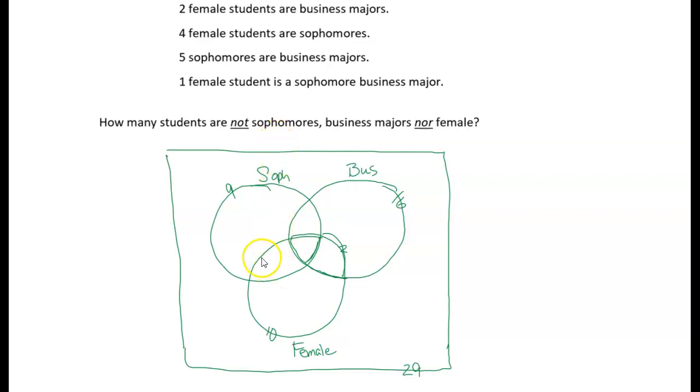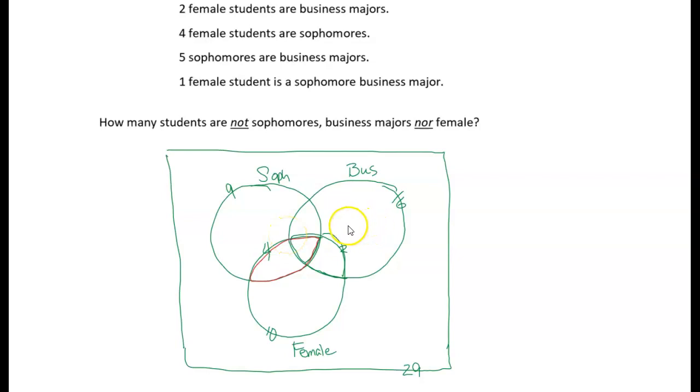All right, so the next piece of information says that 4 female students are sophomores. Okay, so there are 4 people who are both sophomores and female. Again, that region is represented right here. Maybe I should use a different color. So this is the region right here, but we have 2 parts to it. So we really don't know how to split it up yet. So I'm just going to put 4 on the line.